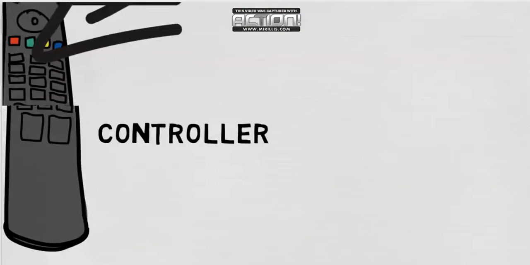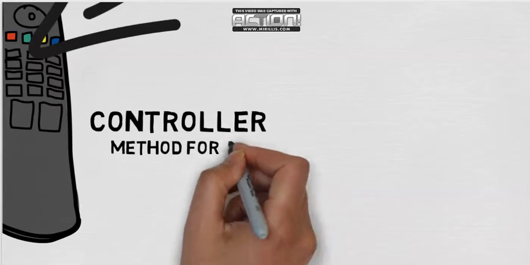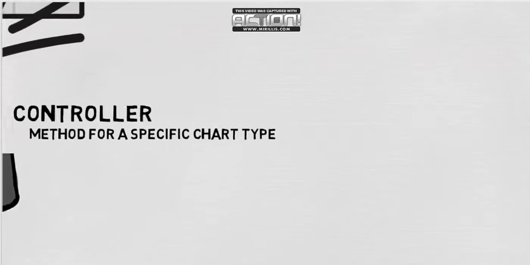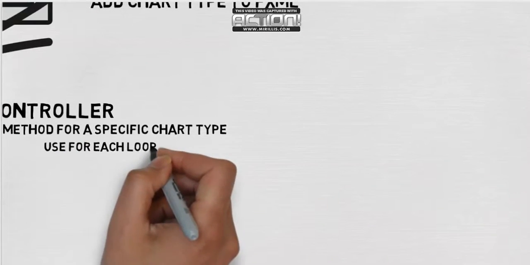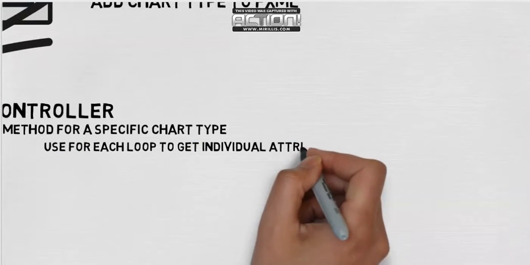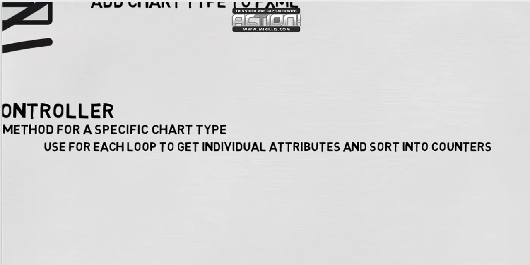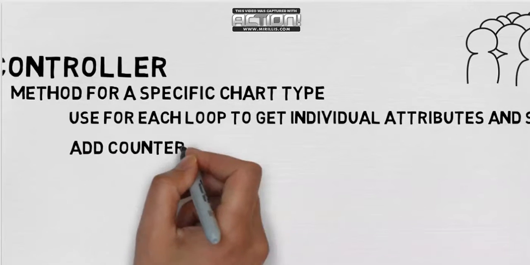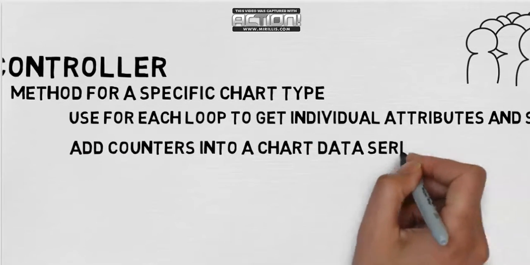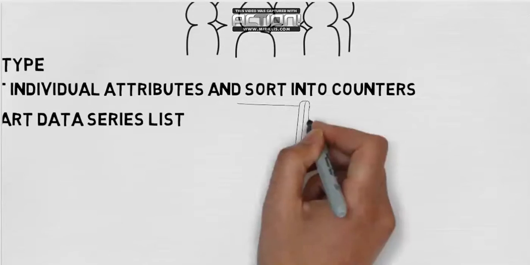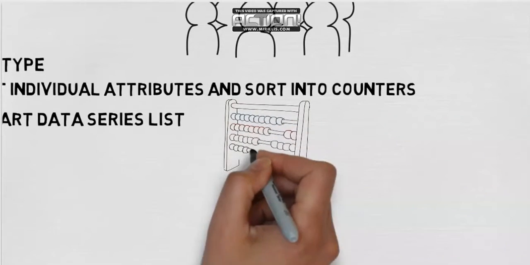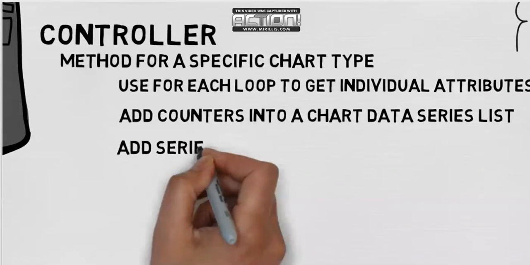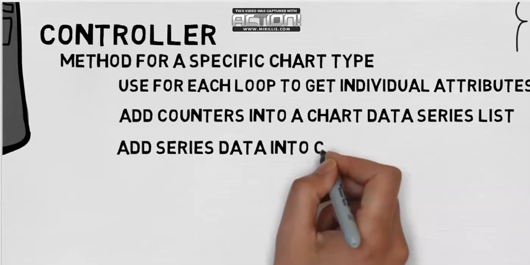Now within the controller, you would usually have a separate method to load each chart type. However, they generally follow the same principle and logic. So we start by using a for loop and calling getter methods to grab the individual attributes of your people object and store each within a counter. These counters act as the data to be shown within the chart and should be added to a chart data series type, such as this abacus. This chart data specific data is then added into your specific chart type that you are using.